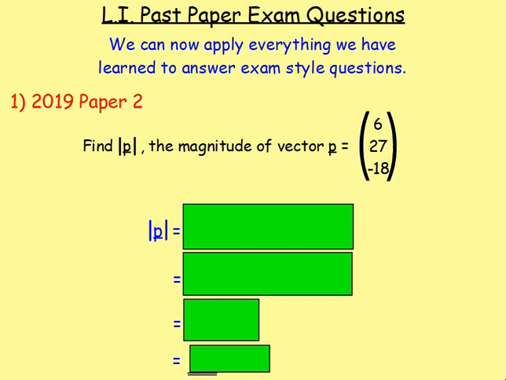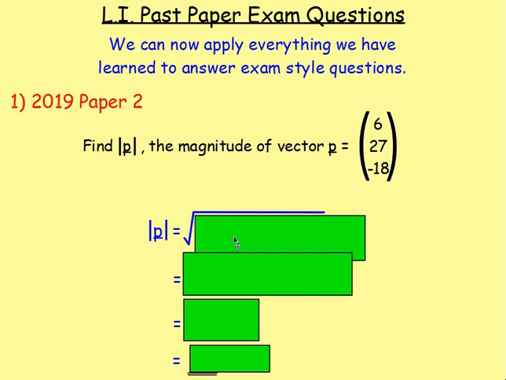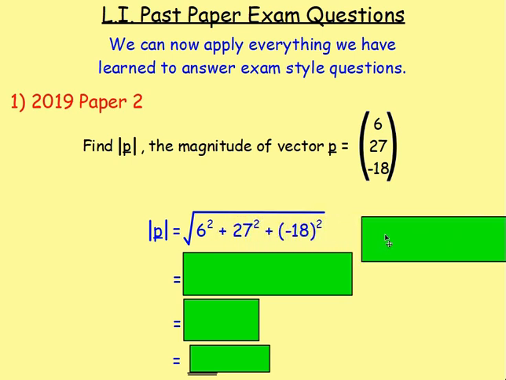So, start it off. How do you go about getting the magnitude? That's when you do the square root. That is right. It is going to be the square root of what, though? Well, it'll be each of the components squared and added together. Which means you will have the square root of 6 squared plus 27 squared plus negative 18 squared.